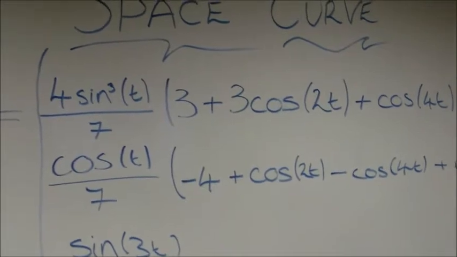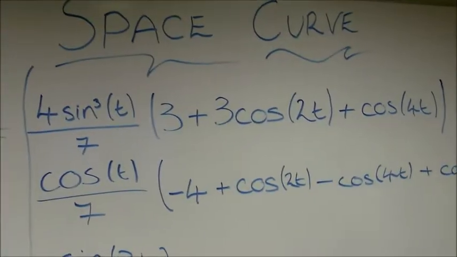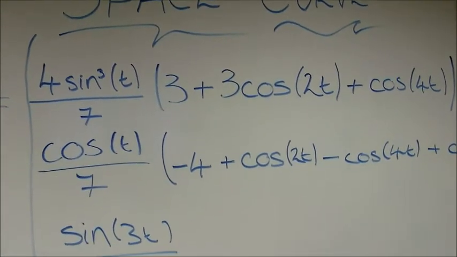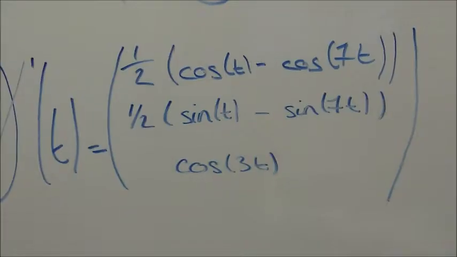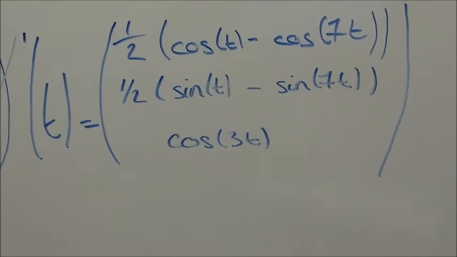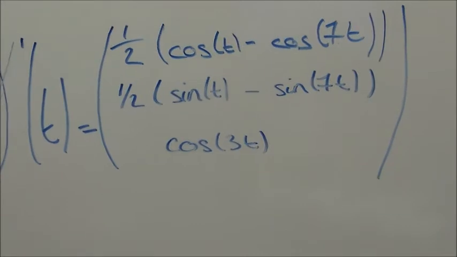This is our space curve. You will notice the similarities to our plane curve in the xy components. However, in our space curve we have a z component, which is sine of 3t over 3. We're now going to see if our space curve is regular, and we previously discussed what it meant for it to be regular in our plane curve.